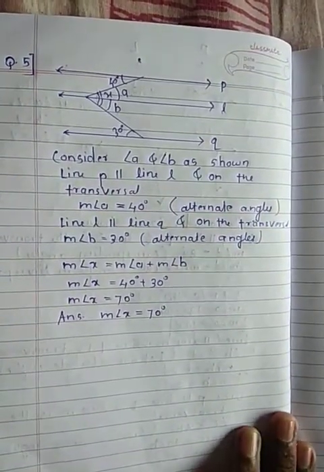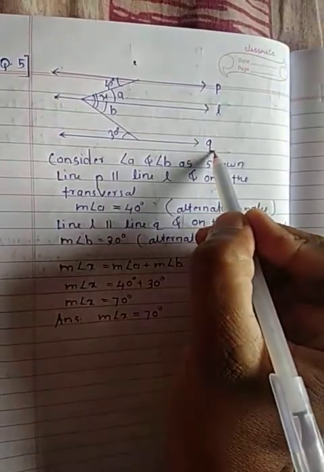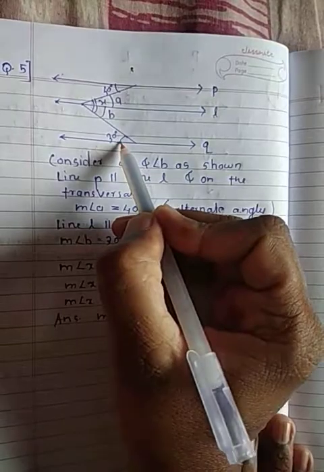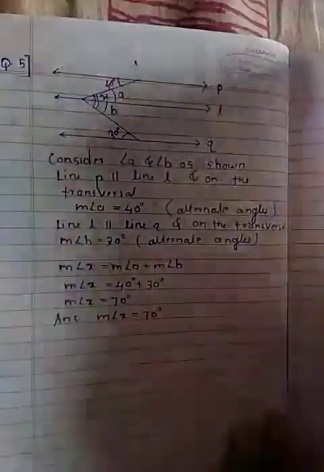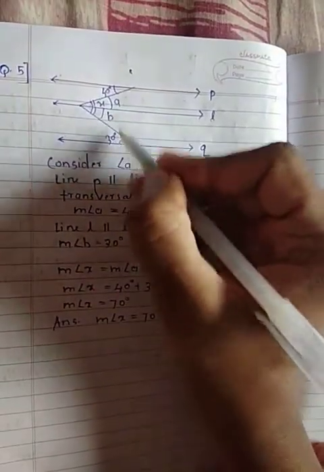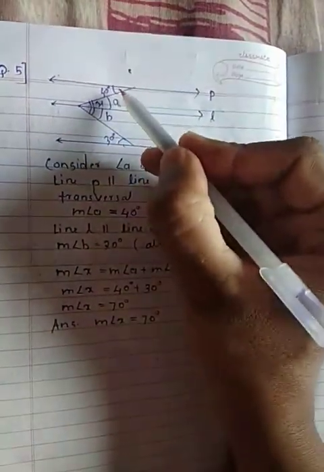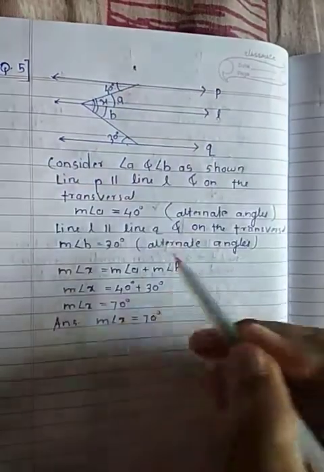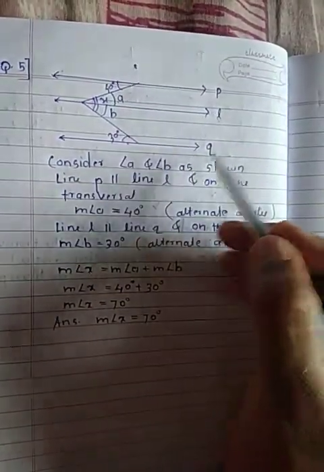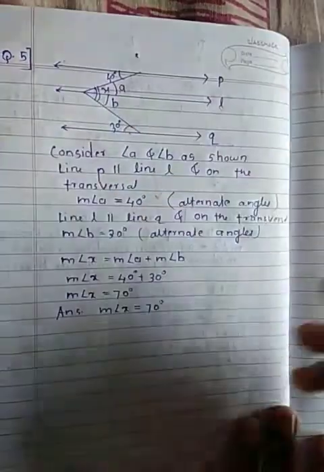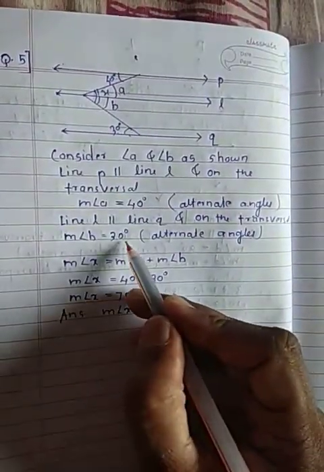On the transversal, see, line L and line Q are parallel lines, and this is the transversal. This is 30 degrees. The same property applies here, alternate angles. So the measure of angle B is also 30 degrees because these are alternate angles. Line P is parallel to line L, so angle A and 40 degrees are alternate angles. Line L is parallel to line Q, so angle B and 30 degrees are alternate angles. So the measure of angle B is 30 degrees.